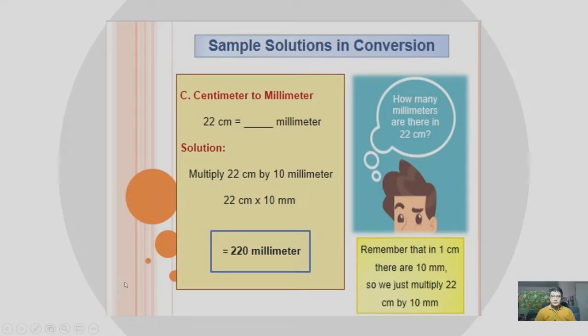Next is the centimeter to millimeter. 22 centimeters is how many millimeters? The solution here is simply to multiply 22 centimeters by 10 millimeters. 22 centimeters multiplied by 10 millimeters, and the answer is 220 millimeters. Remember that in 1 centimeter there are 10 millimeters. So we just simply multiply 22 centimeters by 10 millimeters.